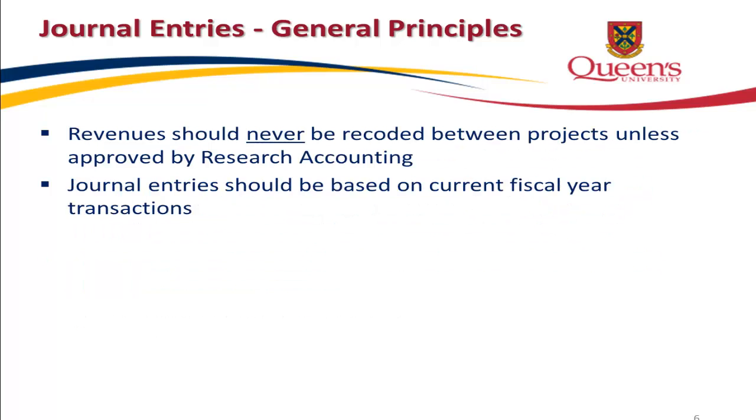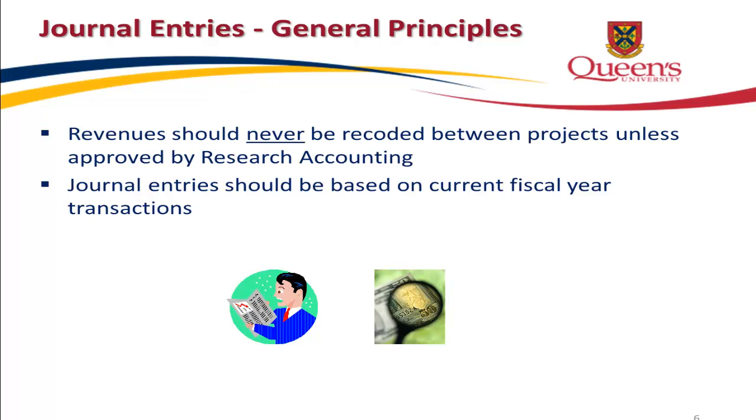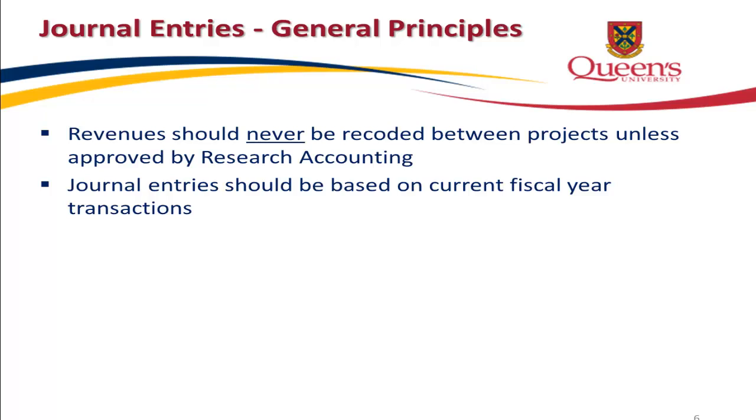Revenues should never be recoded in or out of externally sponsored research projects. External funding agencies will often require us to report on how revenues have been spent. When other revenues are transferred in or out of these projects, this can lead to inaccurate reporting and audit complications. Therefore, recoding externally sponsored research revenues is restricted to Research Accounting Financial Services. Another important principle to remember is that journal entries should be based on current fiscal year transactions. Since previous fiscal year transactions have already been reported on, please contact Research Accounting prior to recoding prior period transactions.